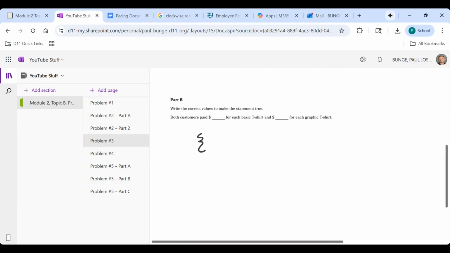So we have 11x plus 36y equals 874. And then 21x plus 9y equals 474. Now it's asking us to figure out how many basic and graphic t-shirts they bought with this system. Okay, so this is going to be the point at which it creates a point of a solution for both equations. Okay, so in order to do this, again, the elimination method is what they have set up.